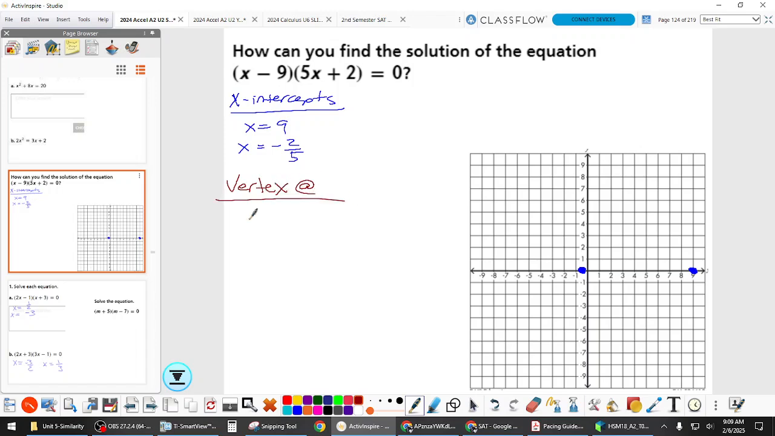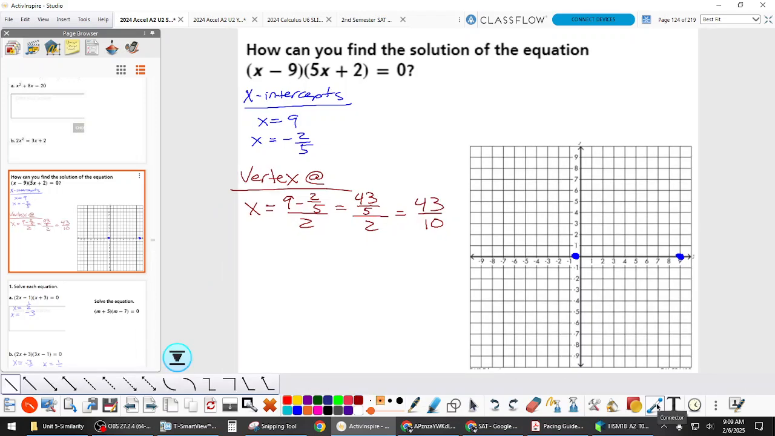Where is the x coordinate? 9 plus negative 2 fifths, divided by 2. Okay, how many fifths is 9? 45. 45 fifths minus 2 fifths is 43. So 43 tenths, which is roughly going to go where on our graph? 4. Okay.